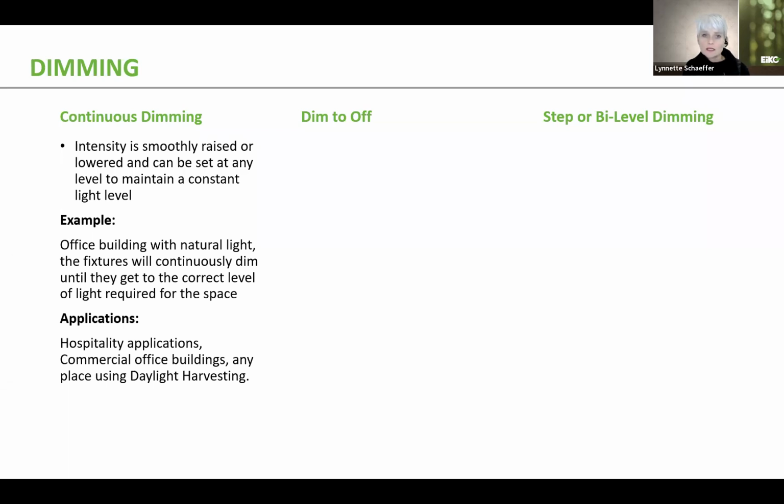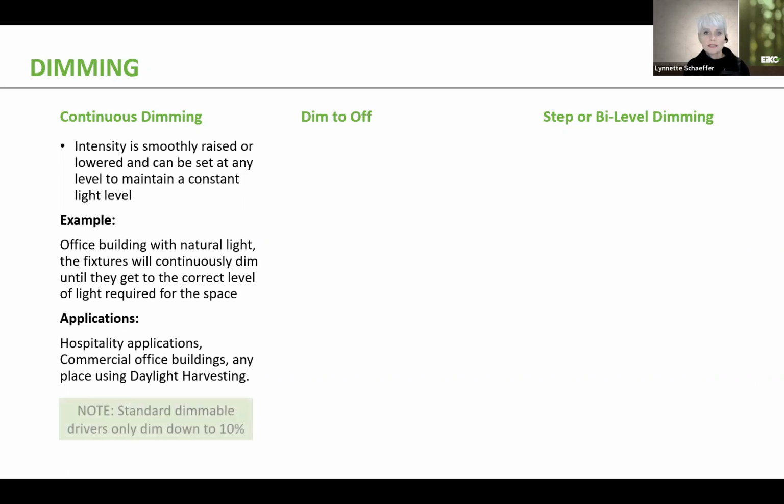Continuous dimming is when the intensity is smoothly raised or lowered and can be set at any level to maintain a constant light level. You may be using something like this in your home. This is the most common type of dimming and is accomplished through triac dimming, or it can also be accomplished through 0 to 10 volt dimming.